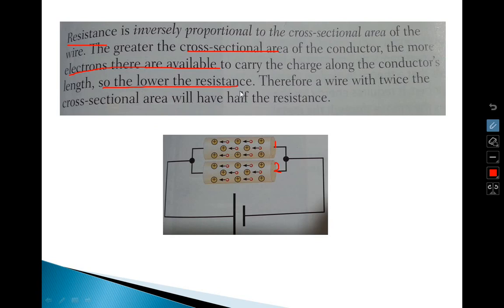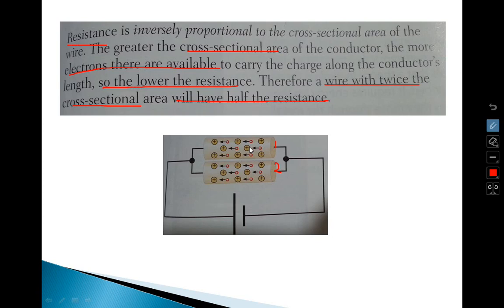The lower resistance. So this one is different from length; it gives the opposite result. For this one, a wire with twice the cross-sectional area will have half the resistance. The resistance will be less. Why? Because there will be more electrons.